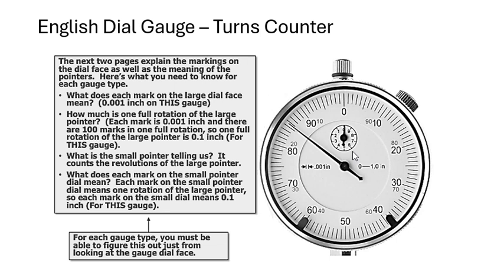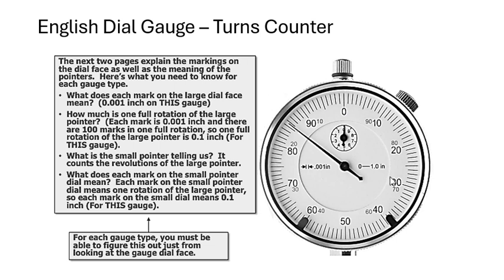Then we're going to come into the English dial gauge, which is your inch. Of course, we definitely need to know about the markings on the dial face, and you have to know the meaning of the pointer. You need to know the markings and the pointer for each dial gauge type. So now here, when you look at it, you have 0.001 inch, and then another 0 all the way to 1 inch, and then your little dial right here goes like 0.1 inch.